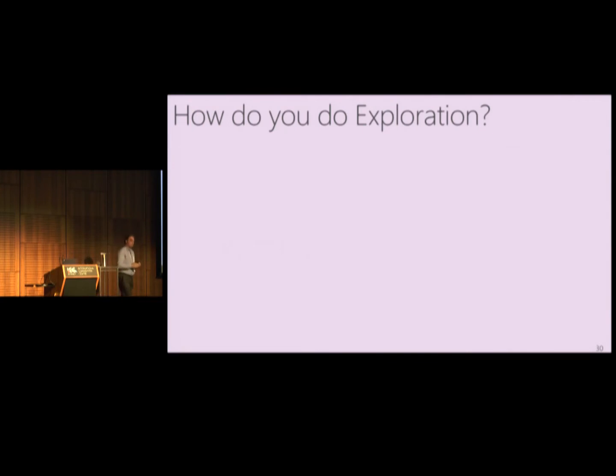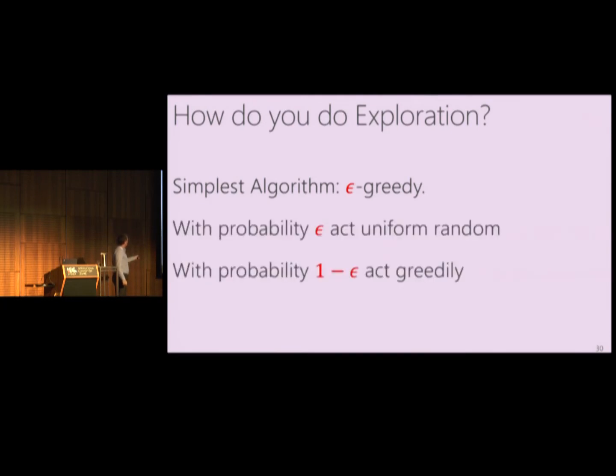Okay, so we're on to the last bit. The last question is, how do we actually gather the exploration data? So the simplest algorithm is always epsilon greedy. It's typically not the best algorithm. But the simplest algorithm is with probability epsilon, you're going to act uniform random. With probability 1 minus epsilon, you're going to act greedily.